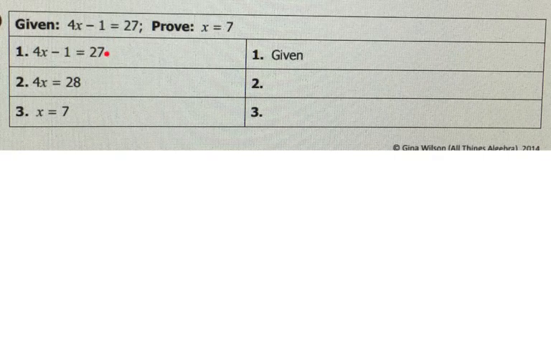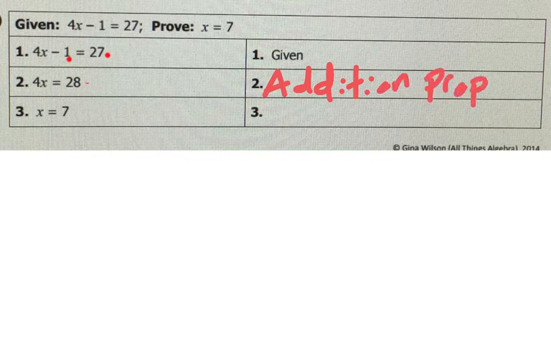The statement here to the statement here. What did they do? They did not distribute. They did not combine like terms. They added one to both sides to get rid of that negative one. So our reason is the addition property of equality. Addition property of equality.